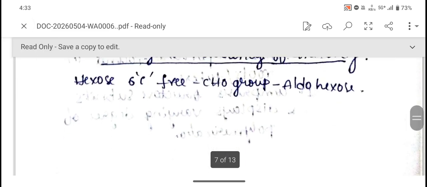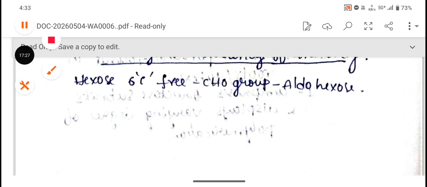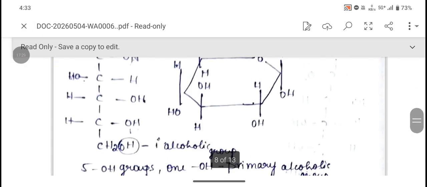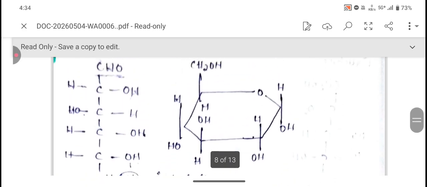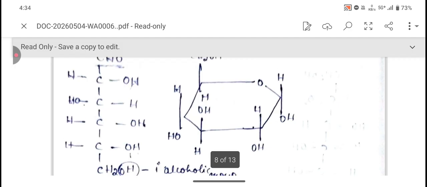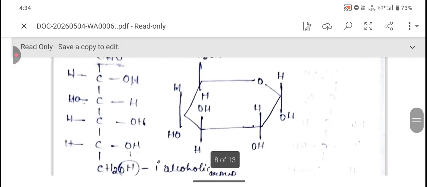As it contains an aldehyde group, it is known as an aldohexose. You can see the structures here. This is the Haworth ring structure and this is the Fischer projection structure. Open chain structure and ring structure.